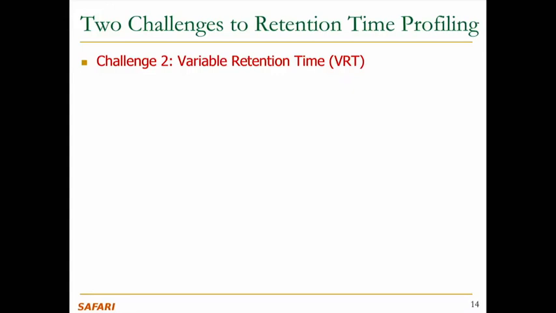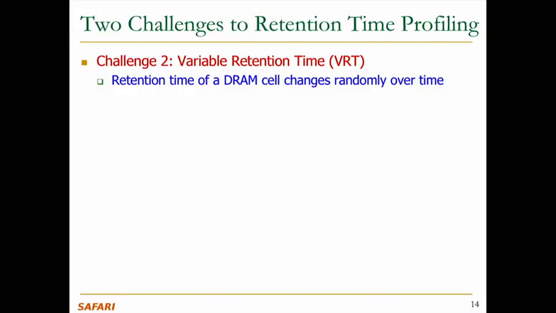If you read the paper that I mentioned earlier, we referenced a lot of the work on variable retention time. The first time it was discovered, in 1987 by Yeni. It's a very interesting phenomenon. And the idea is very simple, basically. Retention time of a DRAM cell changes randomly over time. This is a perfect example of these random effects in circuits. And this is becoming worse, as I will show you.